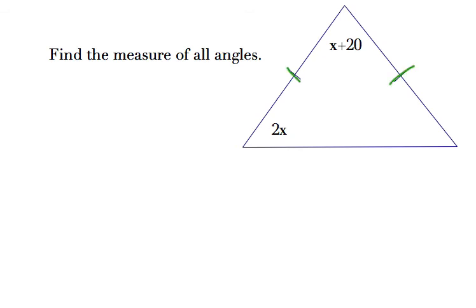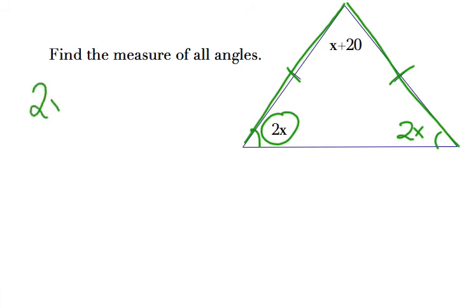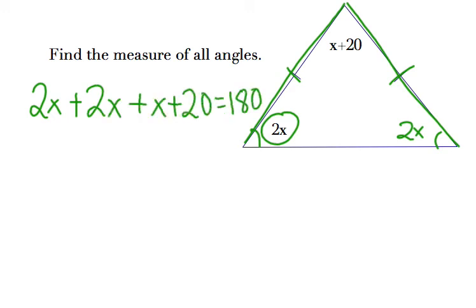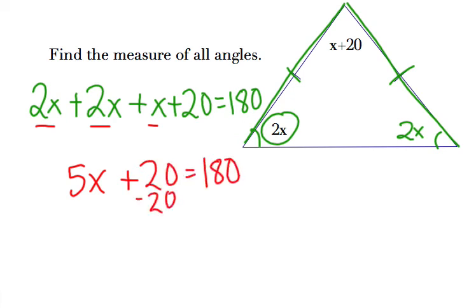Hopefully you notice that these are isosceles. And remember, if you go down the legs, these two base angles have to be the same. So if this is 2x, this is also 2x. Okay, so that was a little hidden part that you had to figure out. Okay, now it's exactly like the other problem we just did. So 2x plus 2x plus x plus 20 equals 180 altogether. Okay, so then if I combine my like terms, 2x and 2x is 4x, and that's 5x altogether, plus 20 equals 180. Take away the 20. Get 160 equals 5x.